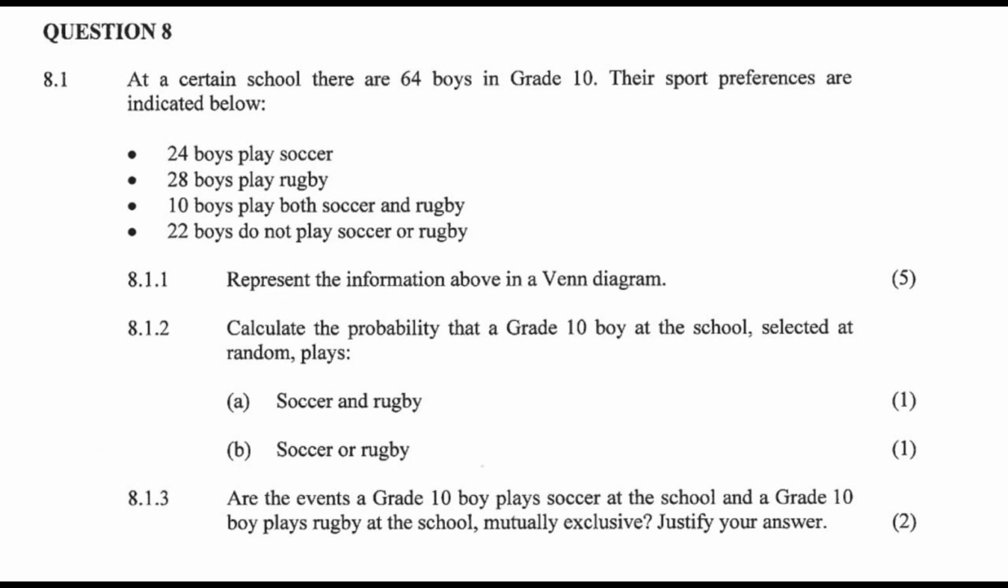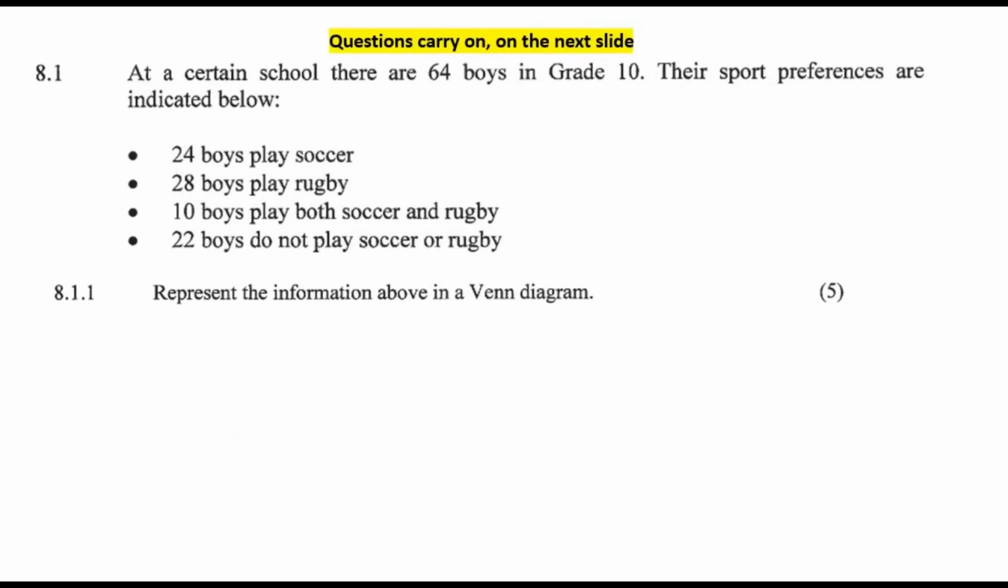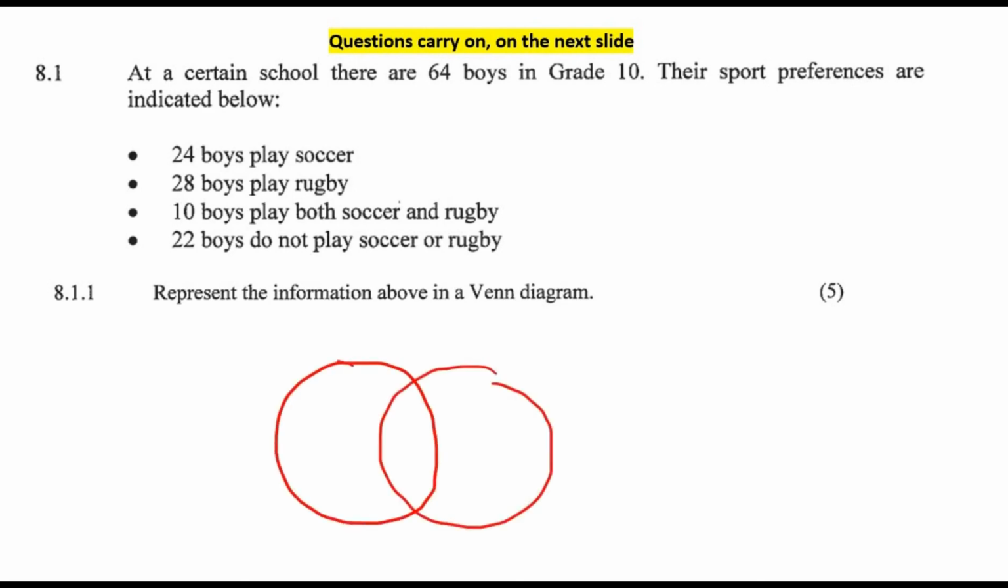So these are the questions that we're going to do in this video, but I'm going to split the questions up just so we have more space. So here's the first part. At a certain school, there are 64 boys in grade 10. Their sport preferences are indicated below. Now, for those of you that read circles, we need on our Venn diagram, so we're going to need 2. Okay, and then we draw a big box.